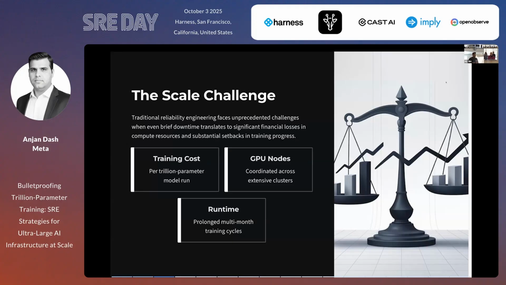So it's very different from the traditional world of Spark MapReduce jobs, where if you have 10 nodes, it works, and if you have 20 nodes, it also works. It's not like that here. This is different in that the nodes have to be coordinated. And the last thing is runtime. How long does it take to train these models? We're talking about 2 months.